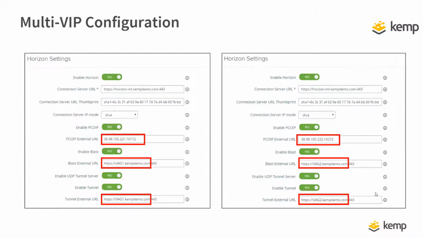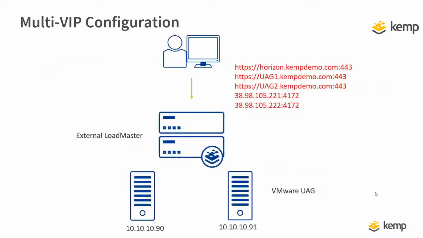And again, if I'm using a third UAG server, I would use another IP address, .223 most likely, and call it UAG3.kempdemo.com, and et cetera, et cetera. So this is how I would do things if I was configuring using multiple VIPs to maintain virtual IP addresses to maintain that persistence. So how does this look on the Kemp load balancer configuration?